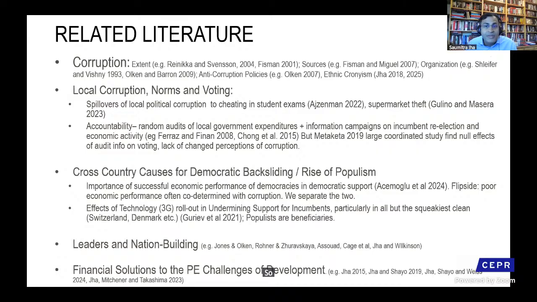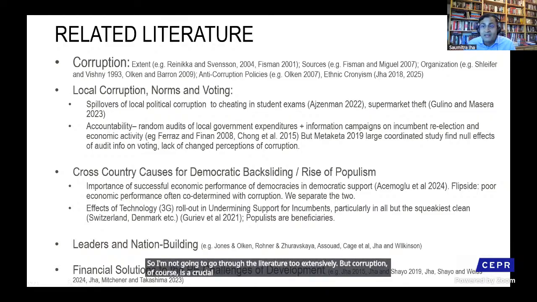So I'm not going to go through the literature too extensively, but corruption, of course, is a crucial problem in development.